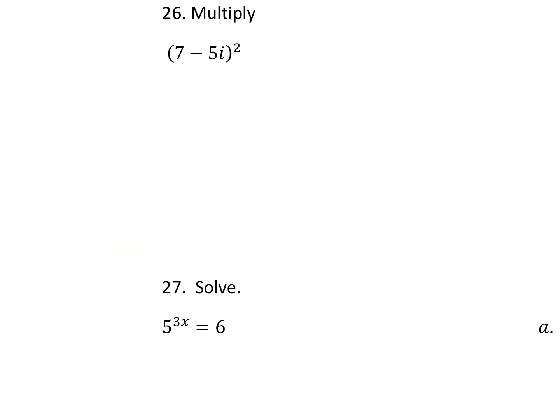For 26, multiply. You cannot distribute the squared. Write it twice and FOIL it out. So 7 minus 5i times 7 minus 5i and FOIL.